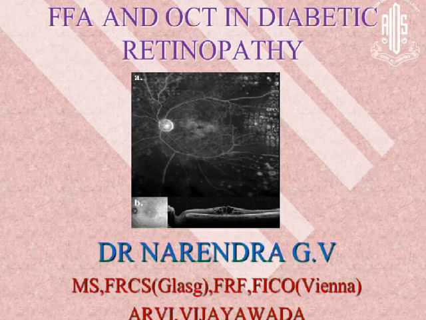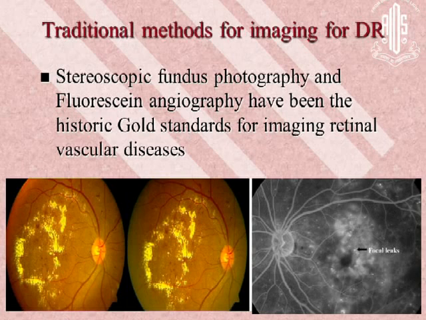Mine would be a practical approach rather than extensive details about the angiogram and OCT. As we know, the traditional methods for imaging any retinal vascular disease are stereoscopic fundus photography, as elucidated by Dr. Sunil, and fluorescein angiography, which have been the historic gold standards for imaging retinal vascular diseases.